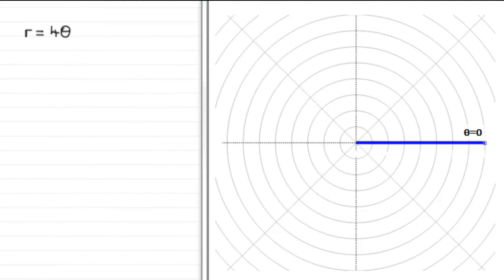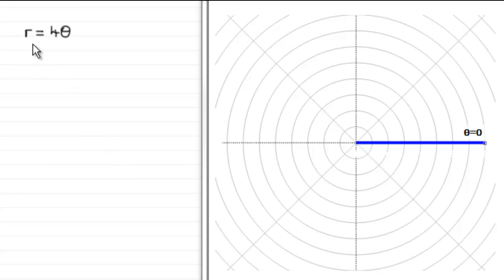Hi. Now, in this video, what I want to do is show you how we can go about drawing a polar equation of a curve. And I've selected this equation here, r equals 4 theta. And I'll also talk to you about how we draw this on polar graph paper.